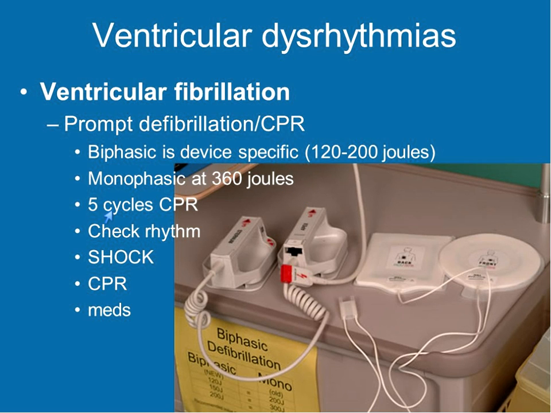Then you do 5 cycles of CPR. So even if you defibrillate and it looks like you got a rhythm coming back, you do 5 cycles of CPR to help that heart move blood. Then you check your rhythm. Then if you're still in VFib, you shock again, 5 cycles of CPR. Then you consider meds. This is the ACLS algorithm for VFib. You shock, 5 cycles of CPR, shock again, 5 cycles of CPR, and then start meds. And the first medication in a pulseless situation is always going to be epinephrine.